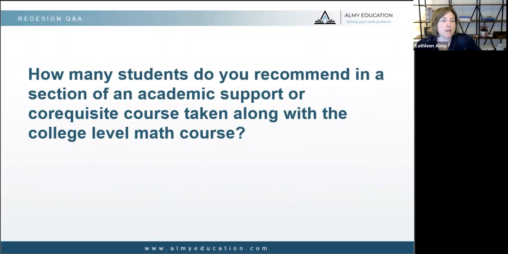How many students do you recommend in a section of academic support or co-req? The smaller, the better. I was talking to a faculty member the other day, and I think they have 12 in theirs, and I was so jealous. I was like, oh, that'd be awesome. I would think you'd want 20 or fewer. If you could have 12, that's amazing, because you need time to be able to get to people and talk to them. The whole intent is that co-req time is higher touch, and that you get more contact with students.